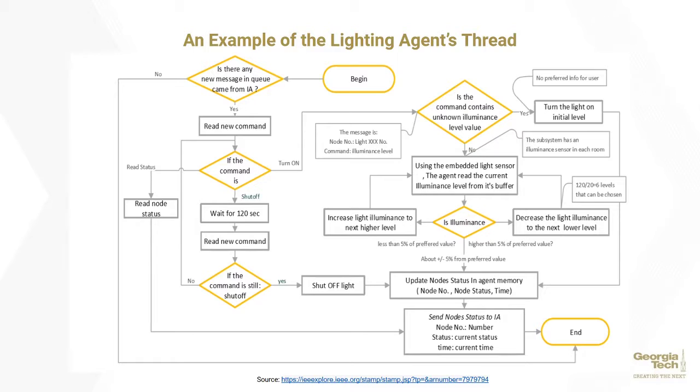However, if the illuminance level value provided by the command is unknown for some reason, then it turns the light level onto the initial level, unless there's some preferred information from the user specifying that they want a different initial level. It then updates the status with this information to the nodes and sends it to the butler. It then updates its nodes in agent memory and sends the status back to the butler.